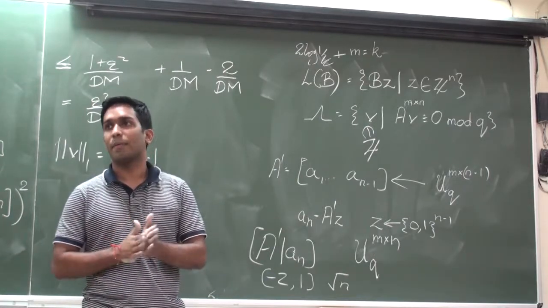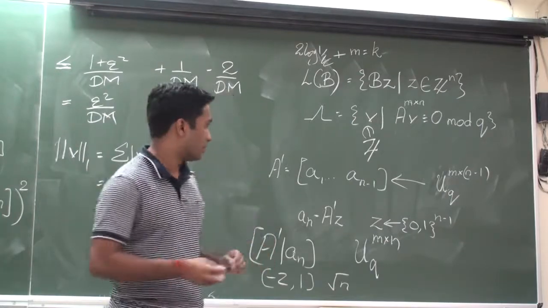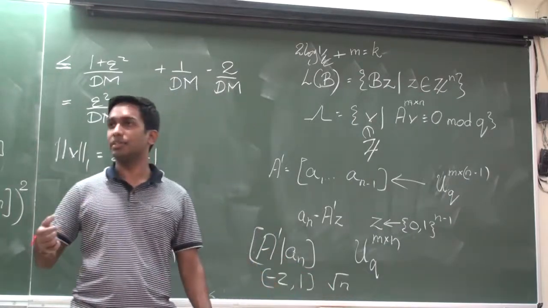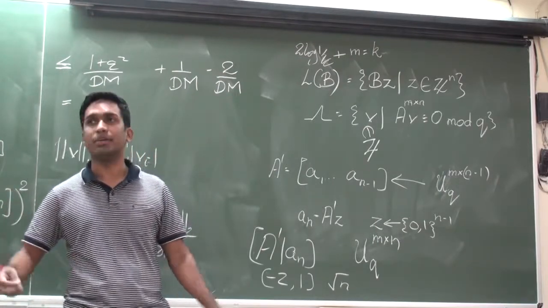So what are the shortest vectors? Short vector means the length of that vector is bounded. The L2 norm. It's the Euclidean norm, yeah. It's bounded by root n times the shortest vector.